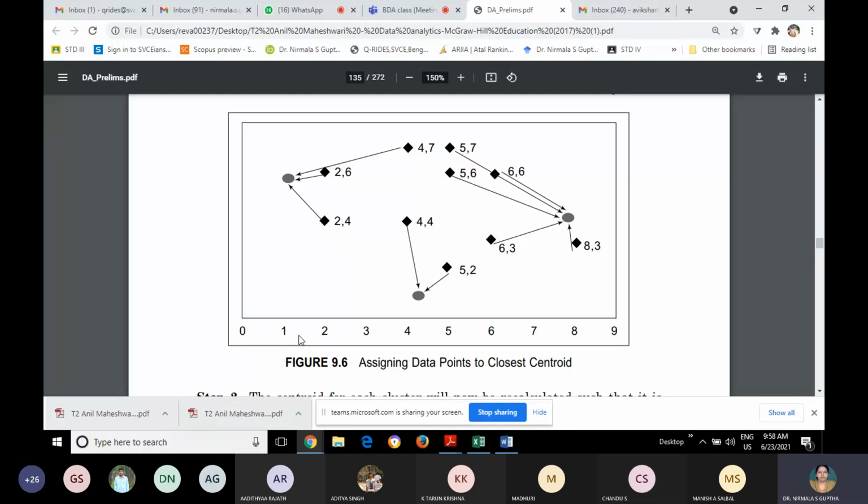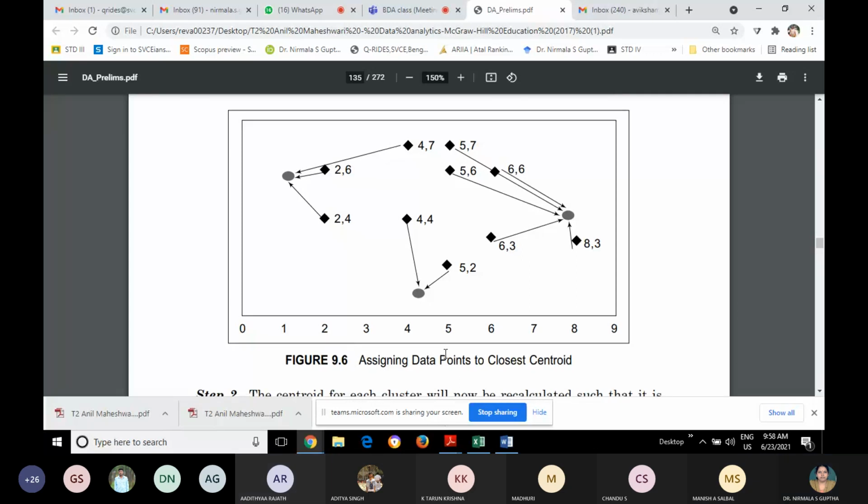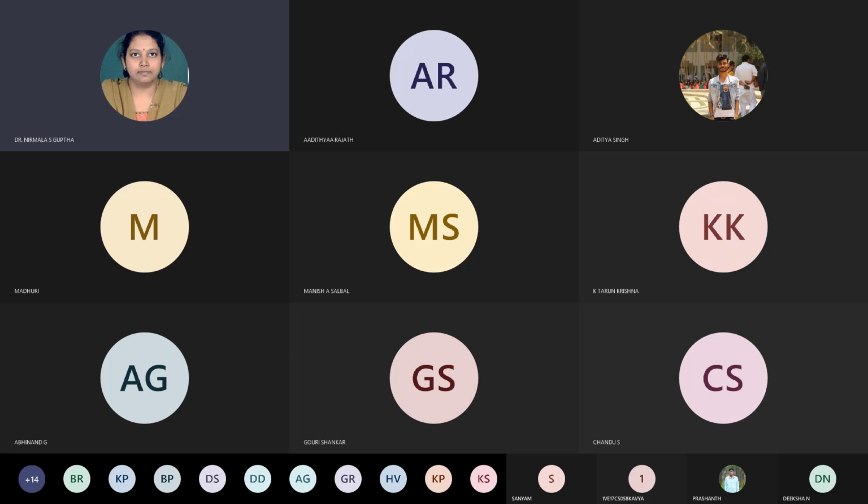Any doubt? No, ma'am. No, ma'am. So we will stop at this. We need much time to understand step 2 and step 3, so let us do those in tomorrow's class. So we will conclude the class.